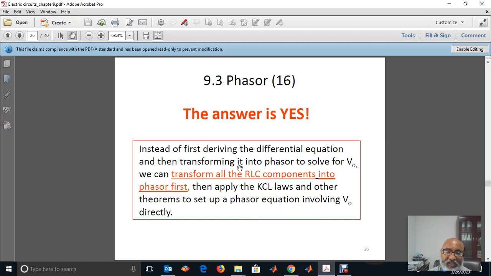When we are solving such kinds of problems, we can use KCL, KVL, and all the theorems and laws that we studied so far. So in the next lecture, we will study how we can solve such kinds of circuits using phasor representation or the frequency domain.